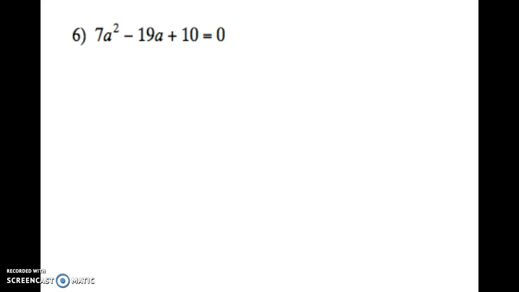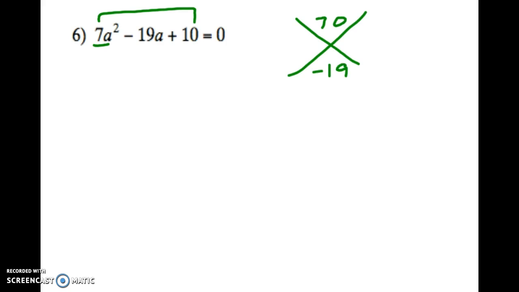The last problem, probably the toughest one here. It's because we have a leading coefficient here. That means for our x method, we need to multiply the 7 and the 10 to get 70. So we're going to be looking for two numbers that are going to multiply to give us 70, and we're going to still add to get negative 19. At this point, hopefully you came up with negative 14 and negative 5.